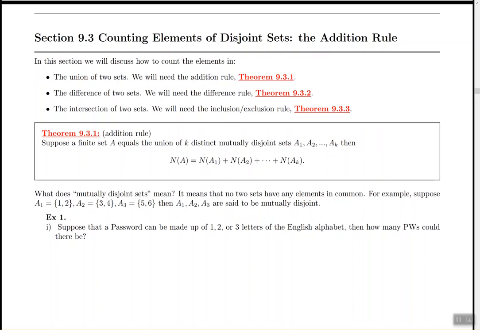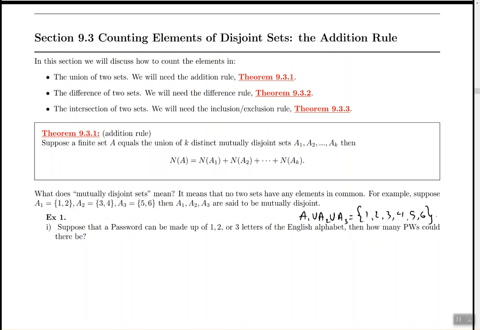Suppose that we have three sets A1, A2, and A3, which are {1, 2}, {3, 4}, and {5, 6}. First of all, what would the union of all those sets be? So what would A1 union A2 union A3 look like? Well, it would be 1, 2, 3, 4, 5, and 6. Now keep in mind that A1, A2, and A3 are themselves mutually disjoint.